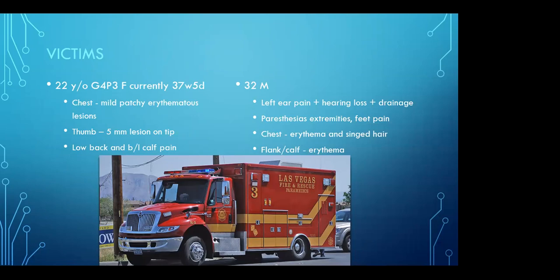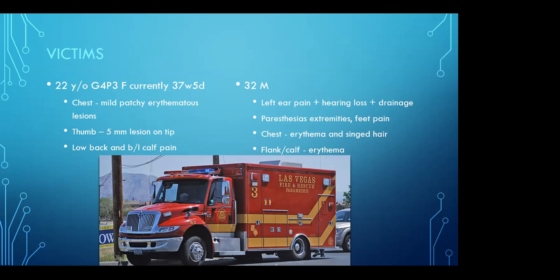So the female had some patchy erythematous lesions on her chest. She had a small lesion on the tip of her thumb, and then she was complaining of low back and low bilateral calf pain. So it would appear that by the time that EMS arrived, they were actually both awake, alert, and oriented. So they eventually came around.